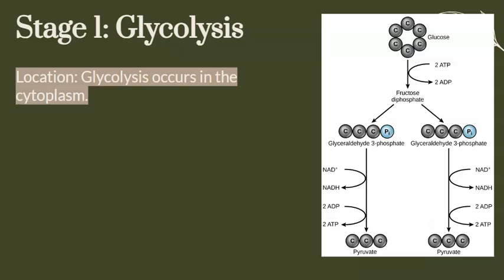Glycolysis happens in the cytoplasm, so not in any specific organelle. Remember, in our cell we have the cell membrane and cell wall on the outside, and on the inside we have cytoplasm, which fills the void of the cell and then has the organelles all throughout. Plants use the chloroplast for photosynthesis, and then animals and plants use mitochondria for cellular respiration. But this first stage, glycolysis, is not happening in the mitochondria, it's happening in the cytoplasm.